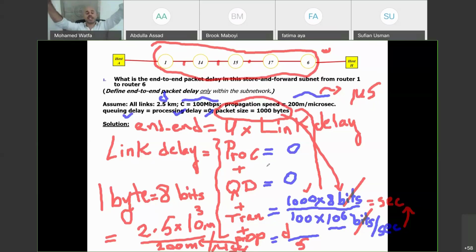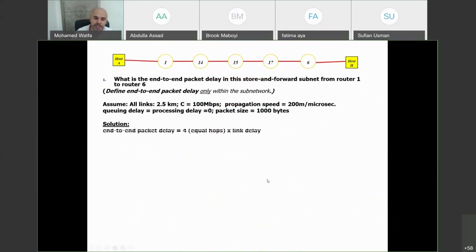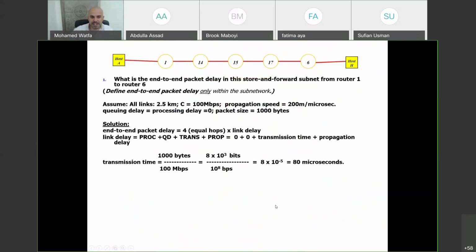So let me clean up all this mess and show you a clean version. This is a clean version of what we did together. So the transmission time, if you divide them, you get 8 times 10 to the power minus 5 seconds, which is what? It's 80 microseconds. How did we do that? We multiply this by 10 to the power 6. We can convert it to microseconds. It's easier to deal with this rather than this. Propagation time, same thing. If you divide them, you get it in microseconds.